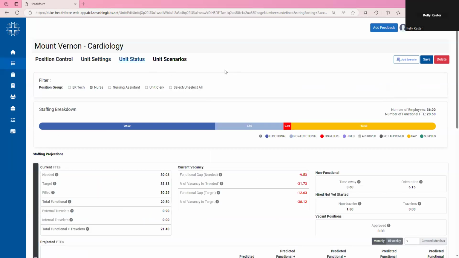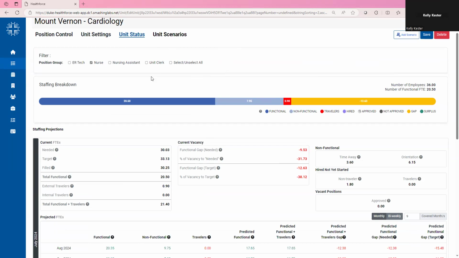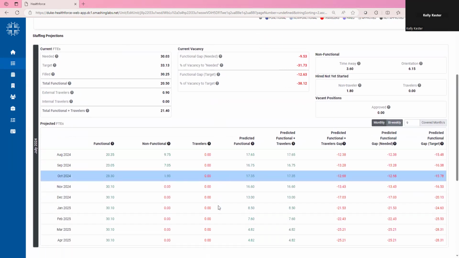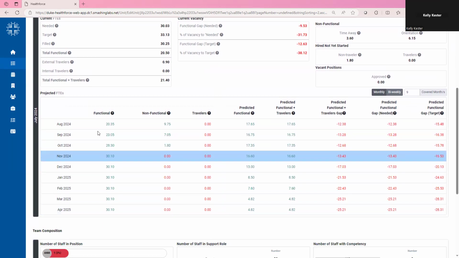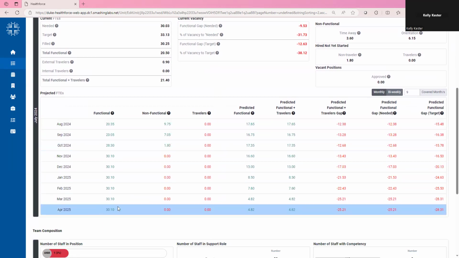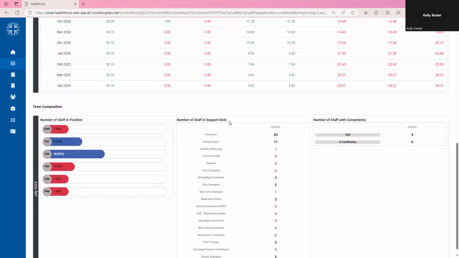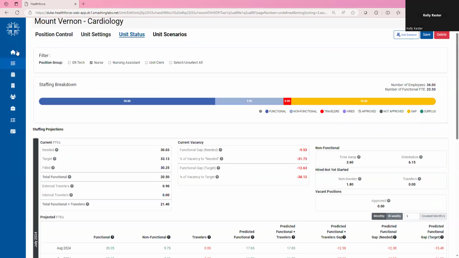This in sum brings us to our unit status page, which allows you to visualize how many FTEs you have today versus what you'll have in the upcoming 9 months. This is a staffing projection based off of all of the information housed in your position control and your unit settings page. In addition, there's those operational visual cues that help the leader understand where you might be doing well, but where you also might need additional points of engagement from your team members.